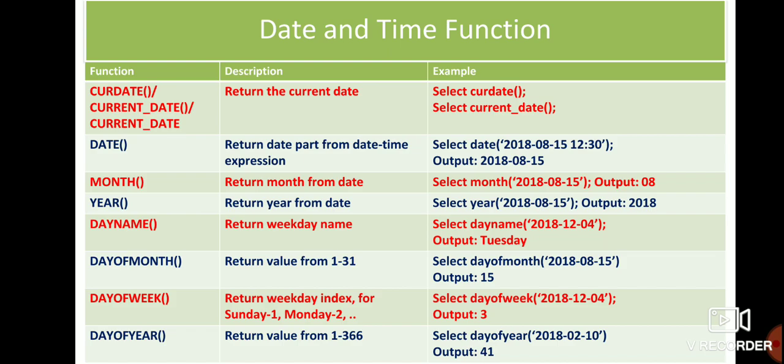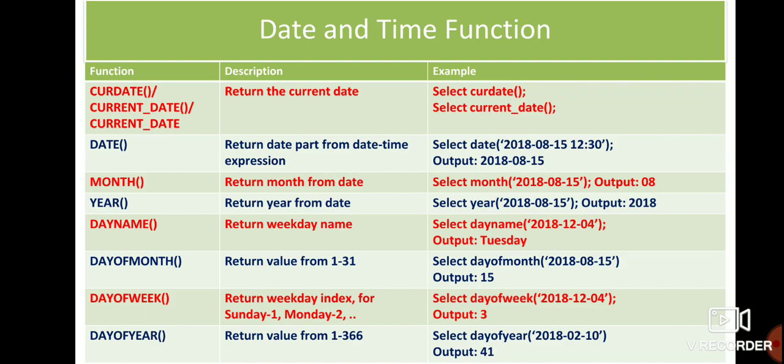Next is DAYOFMONTH. What is the day of month? 2018 8/15. So what will be the output? 15 will be the output. Next is DAYOFWEEK. It returns the weekday index, from Sunday 1, Monday 2. Okay, from Sunday it counts as 1, Monday as 2. If it is Wednesday, so what will be the output? 4 will be the output. Since here it is mentioned as Tuesday, the output is 3.